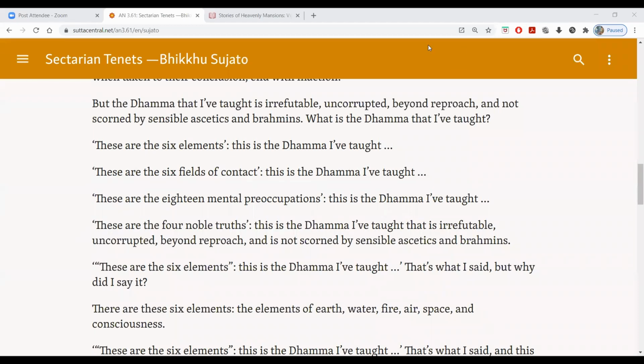So we pay homage to the supremely enlightened Buddha. Sadhu, sadhu, sadhu. We pay homage to our teacher Luk Swami Wahanse. Sadhu, sadhu, sadhu.